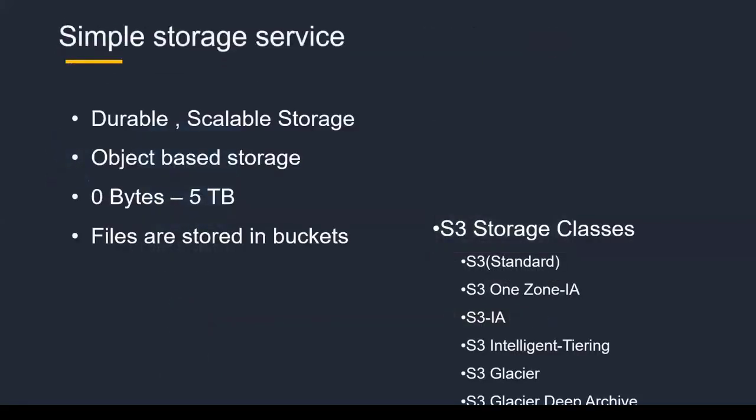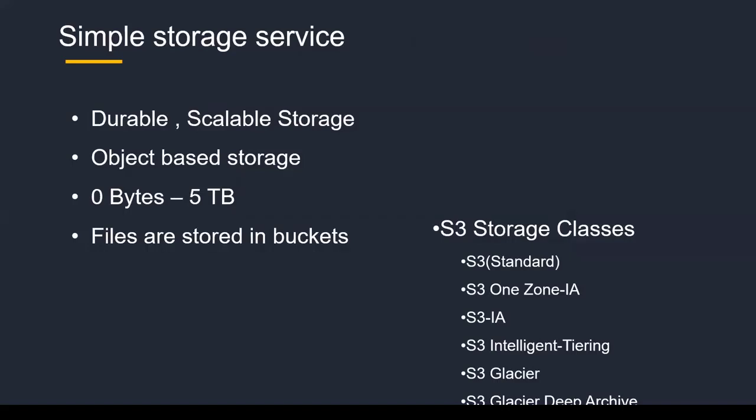So here S3 is durable, scalable storage, right? You don't need to bother about how much storage you require in future. Don't worry about it. Whatever type or size of storage you want, just start creating one bucket and store it over there. It will provide you whatever size of storage you want. Second one is object-based storage, as I told you, right? And 0 to 5 terabytes. The bucket doesn't actually have any specific limit, right? But you can store a maximum of 5 terabytes per object, right? Storage size of an S3 bucket is unlimited, but the maximum size of an object you can store over there is 5 terabytes, right? And files are stored in a bucket, as I told you.